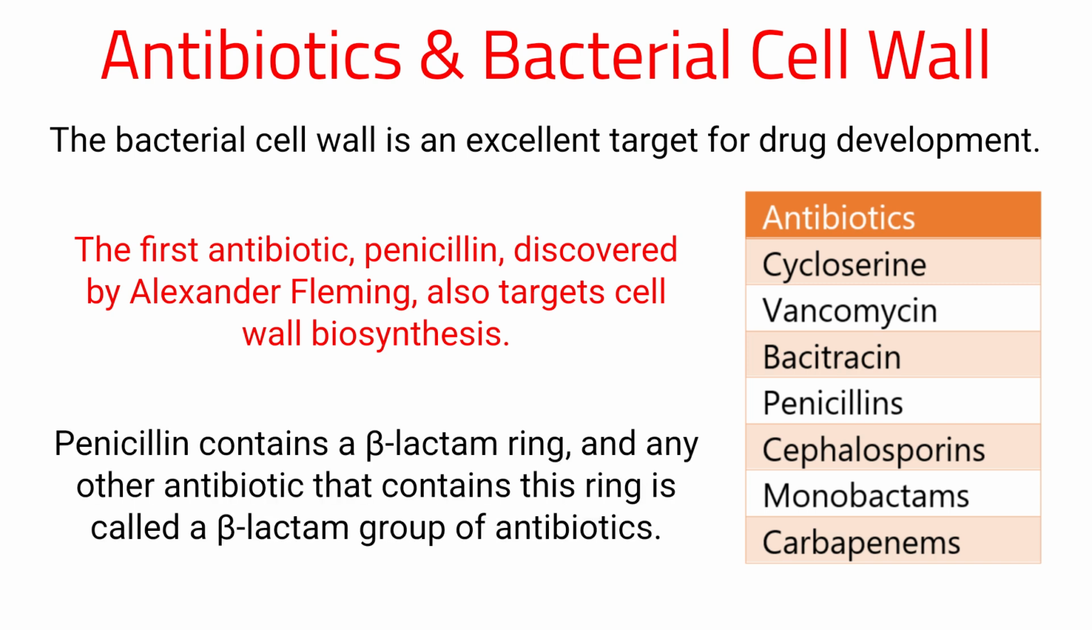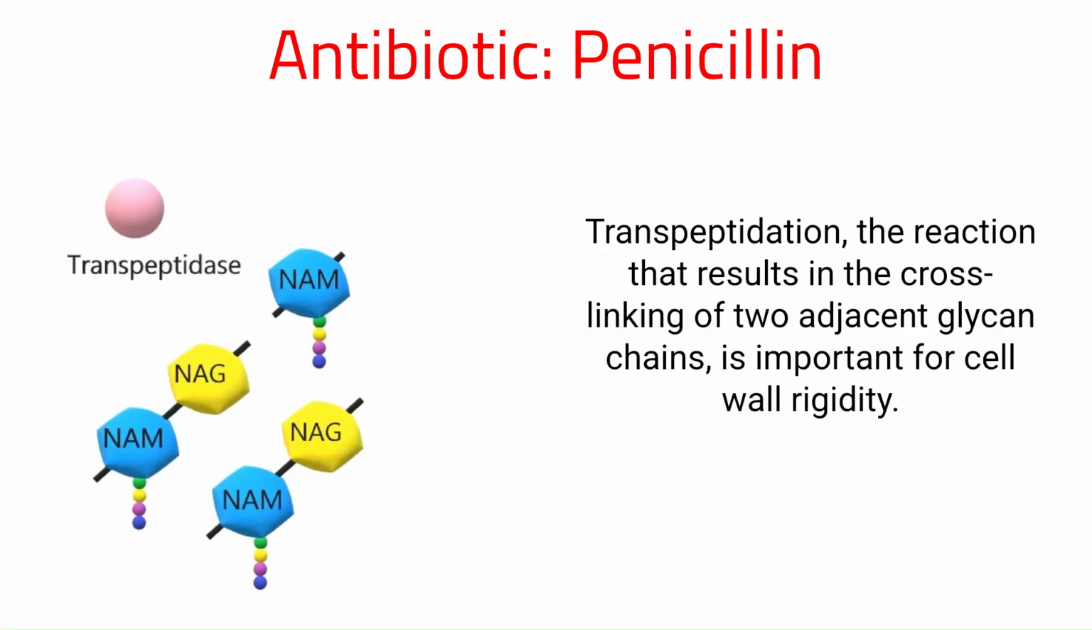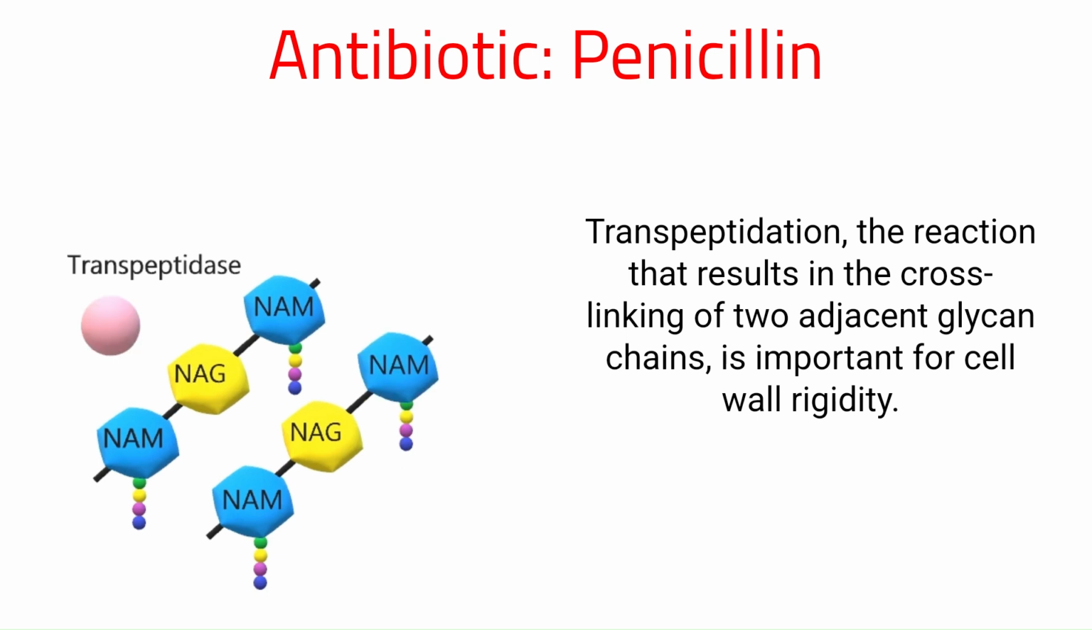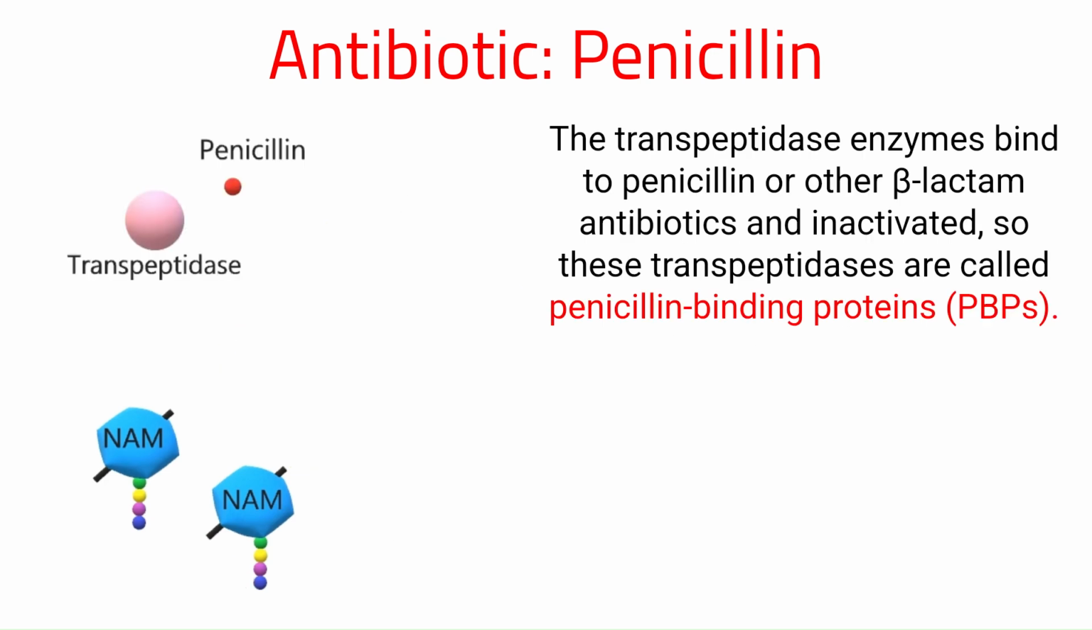Penicillin contains a beta-lactam ring, and other antibiotics that contain this ring are also called the beta-lactam group of antibiotics. The beta-lactam antibiotics are inhibitors of cell wall biosynthesis. An important feature of bacterial cell wall biosynthesis is transpeptidation, the reaction that results in cross-linking between two glycan chains. The transpeptidase enzymes bind to penicillin or other beta-lactam antibiotics, so the transpeptidases are called penicillin-binding proteins.